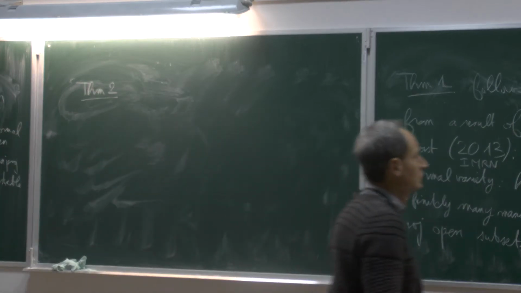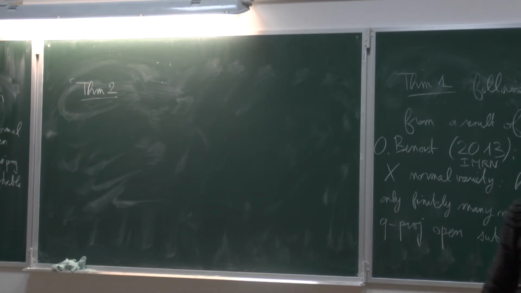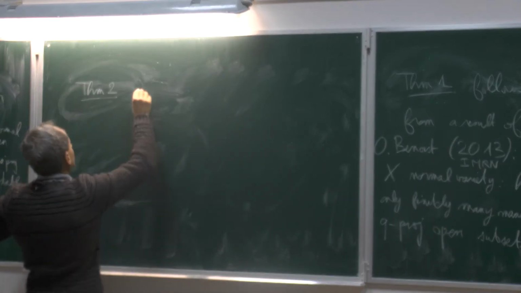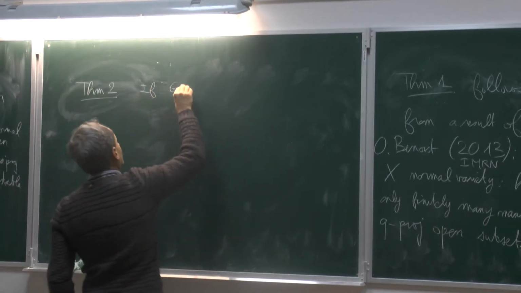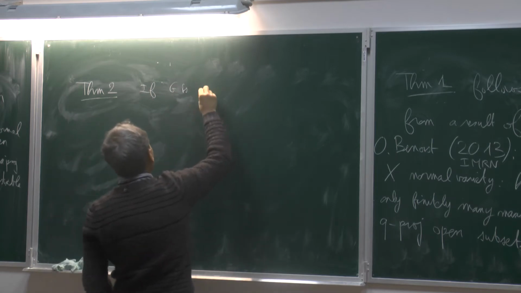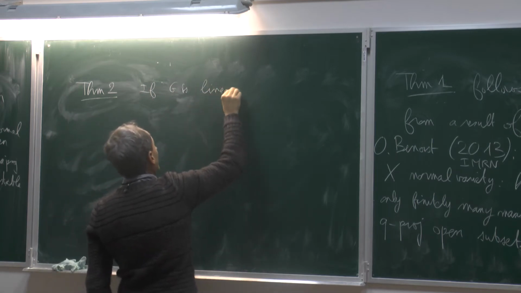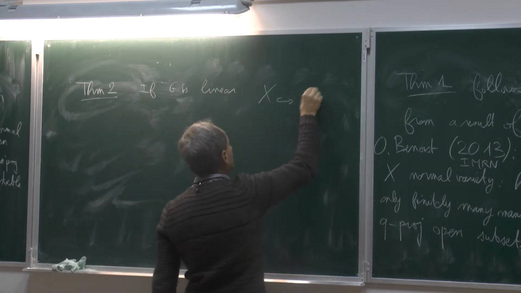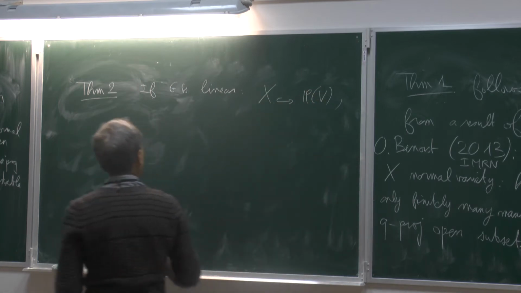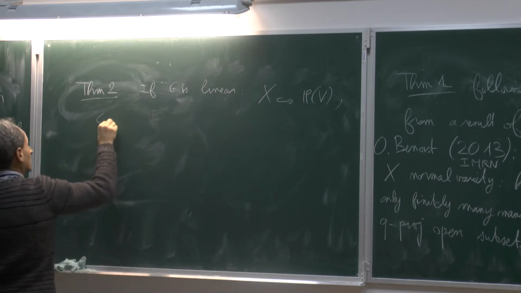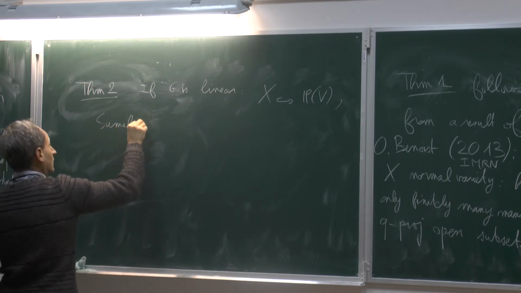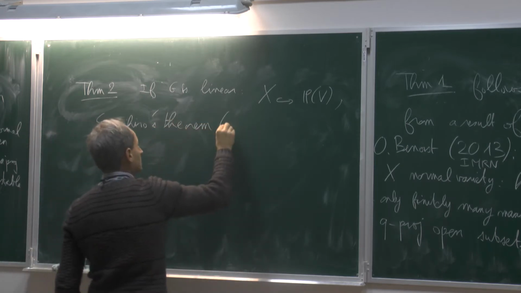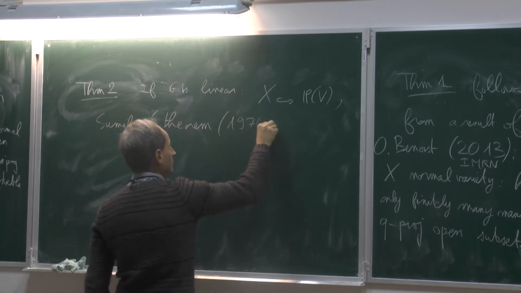Again here, you have these strange embeddings. But as you observed, if G is, say, linear, it just tells you that X can be embedded into some P of G, and this is exactly the solution. Which is also very classical.